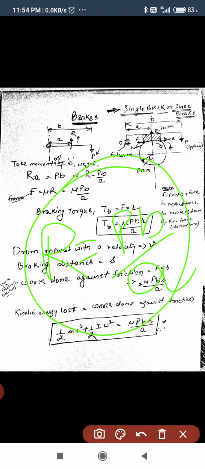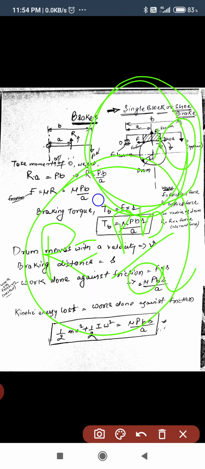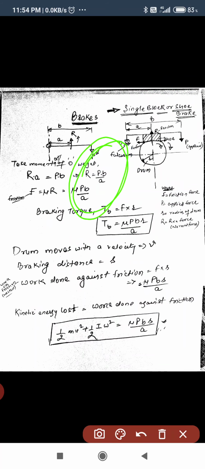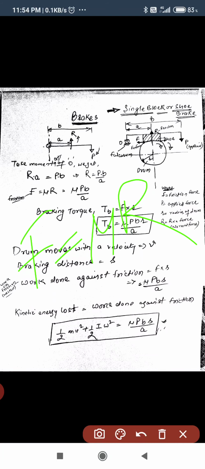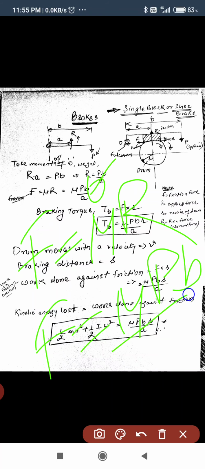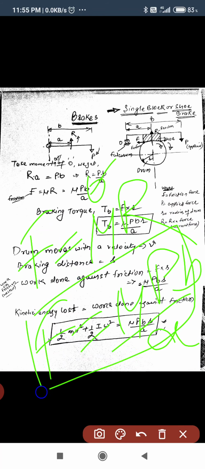So this is the reaction that comes when effort is applied in such an arrangement, and the reaction on the shoe depends on this value. So what is the frictional force? Frictional force, as we know, is mu into R. Put the value of R here, and you will get the value of the friction force, which is mu P B by A. This is the frictional force value.